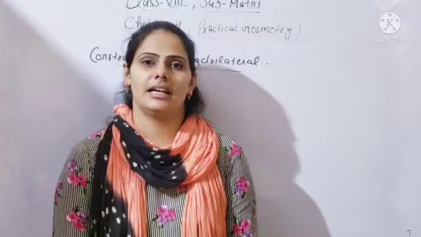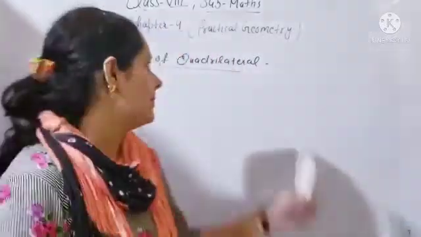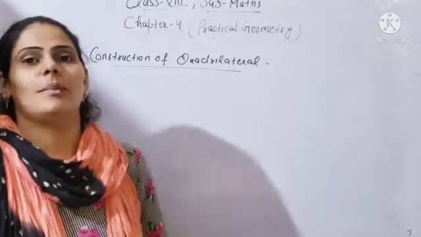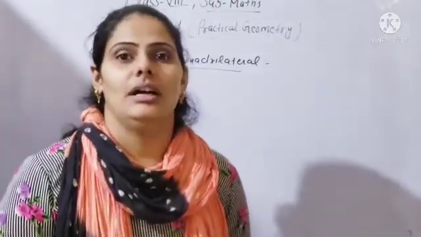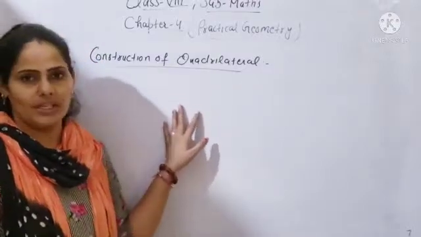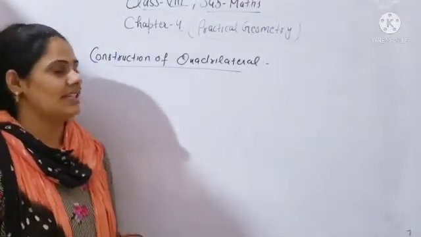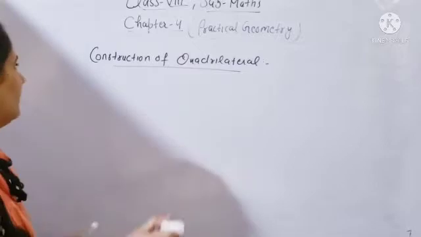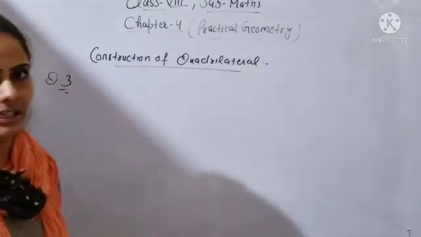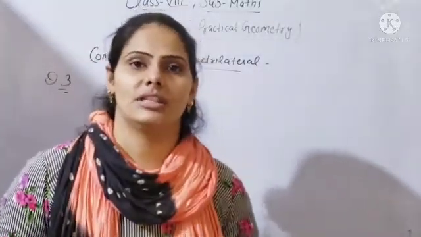So once again we will start our new chapter. This is practical geometry. Already we have started this chapter, beta, chapter number 4 practical geometry, and I have told you about question number first and second of exercise 4.1. Clear? So today we will start our next question, question number third. Before going to question number third, first we will do the recapitulation, beta.